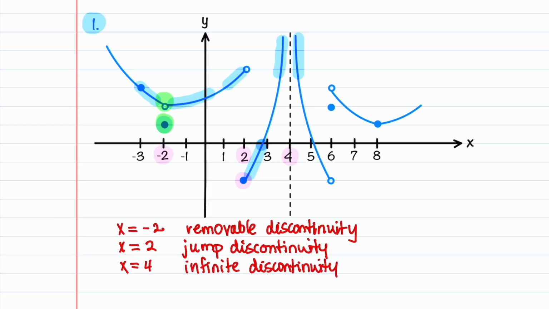Now let's look at our last point. That is at x is equal to 6. You might want to pause the video and see if you can determine what type of discontinuity we have here. Our function is defined at x is equal to 6, but the limit from the left does not equal the limit from the right. And that means just like when x is equal to 2, we have a jump discontinuity. So we'll write down x is equal to 6, we have a jump discontinuity.